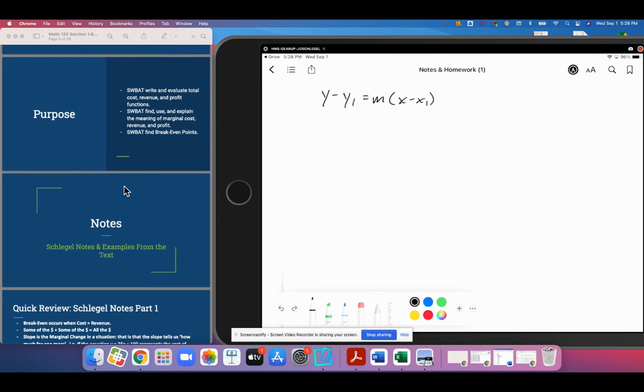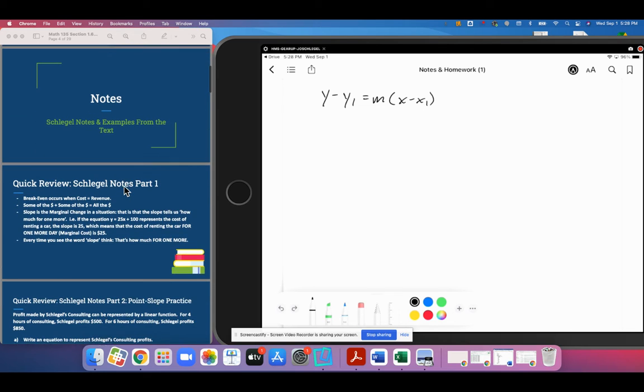Our purpose for this session is that students will be able to write and evaluate total cost, revenue, and profit functions. Also find, use, and explain the meaning of marginal cost, marginal revenue, and marginal profit. And students will be able to find break-even points. We'll talk more about that as we go through.